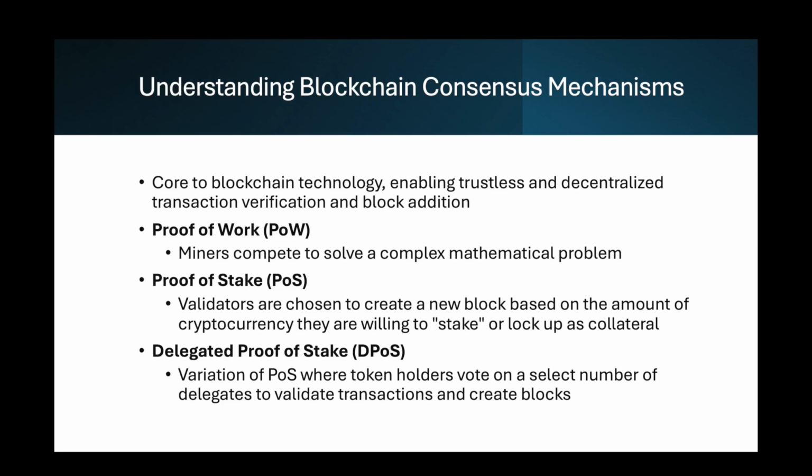Proof of stake. Validators are chosen to create a new block based on the amount of cryptocurrency they are willing to stake or lock up as collateral. It's more energy efficient compared to PoW. Ethereum 2.0 aims to use PoS. Delegated proof of stake, a variation of PoS, where token holders vote on a select number of delegates to validate transactions and create blocks. EOS uses DPoS.